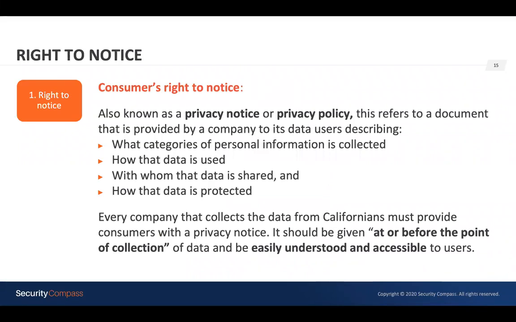So the first right is consumers' right to notice. Privacy, you may be familiar with privacy policy or privacy notice, which refers to the document that's provided by a company to its data users describing the type of personal information that the company collects about them, how that data will be used, with whom that data is shared, and how that data is protected. The CCPA expects that every company that collects data from Californians provides a privacy notice stating the privacy policies of the company upfront. It should be given at or before the point of collection of data and be easily understood and accessible by users.